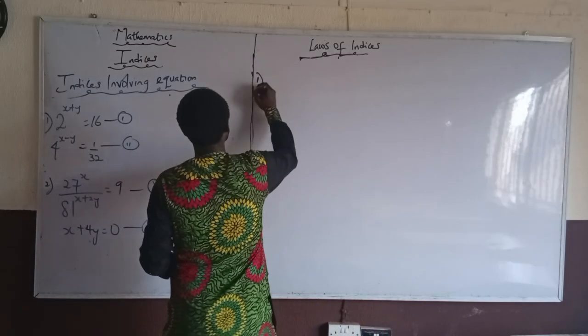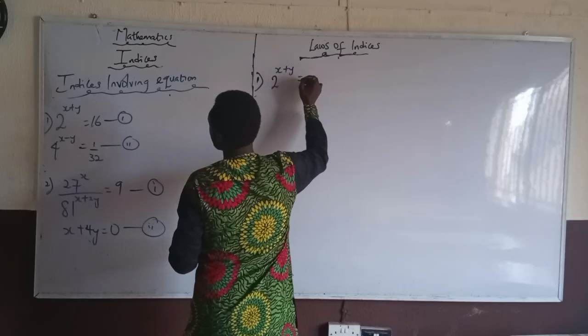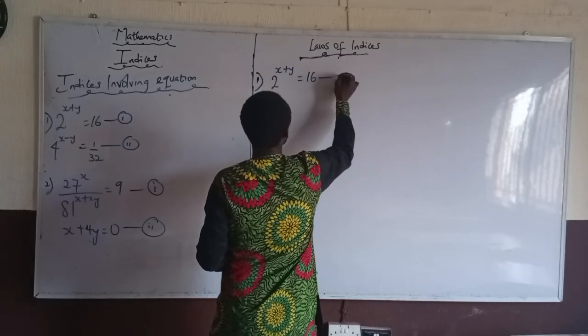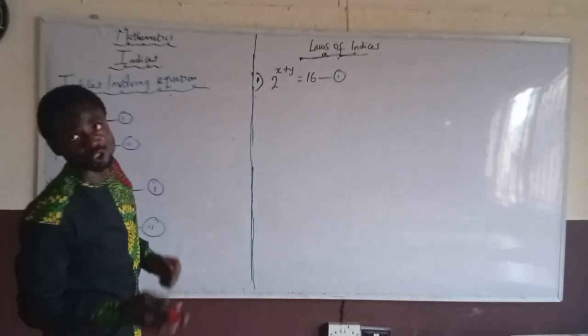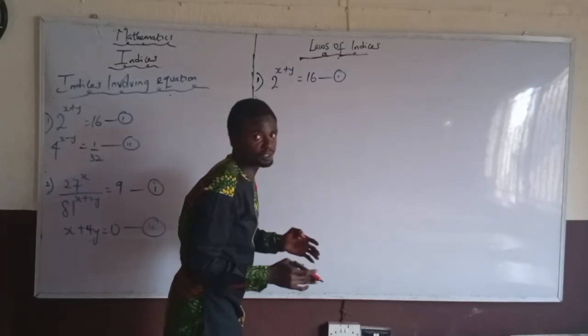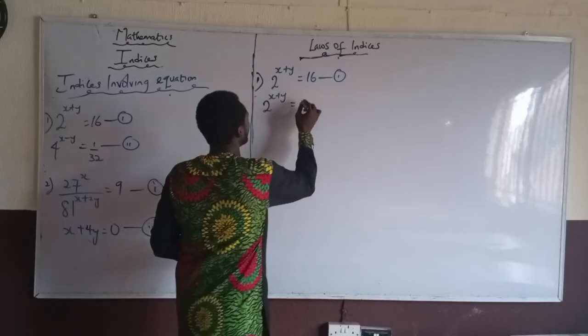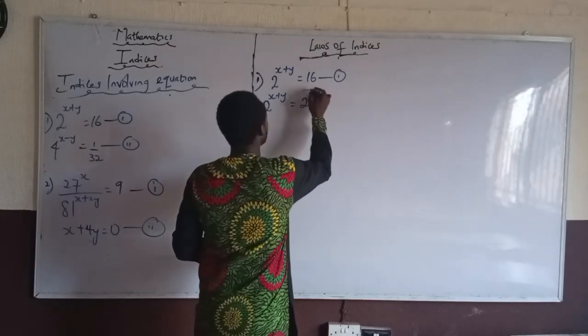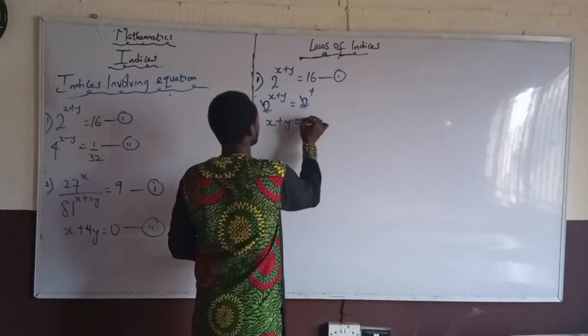So question 1, I have 2 raised to power x plus y equals to 16. Equation 1. So let me finalize equation 1. For equation 1, I'll break them to the same base. Here is 2 raised to power x plus y equals to 16, which is 2 raised to power 4. 2 cancels 2. x plus y equals to 4.